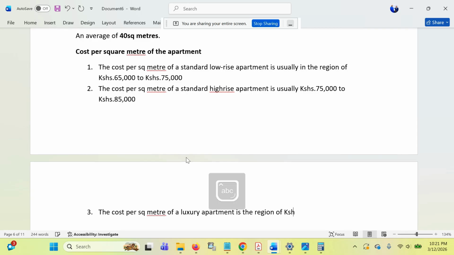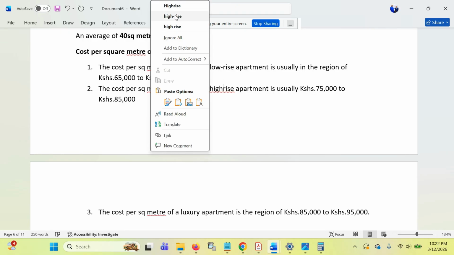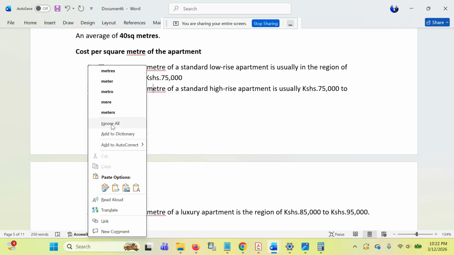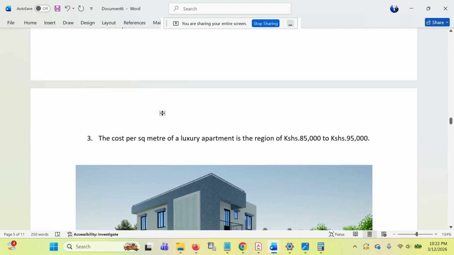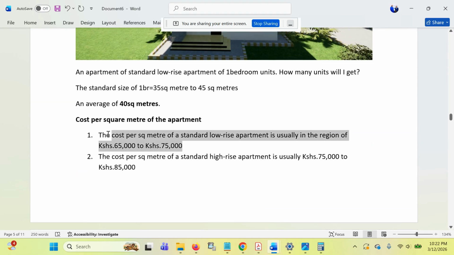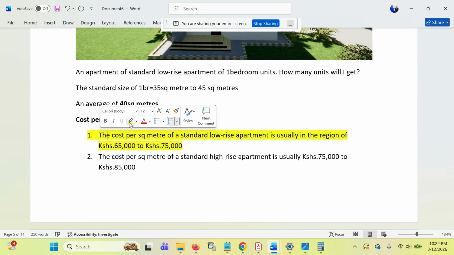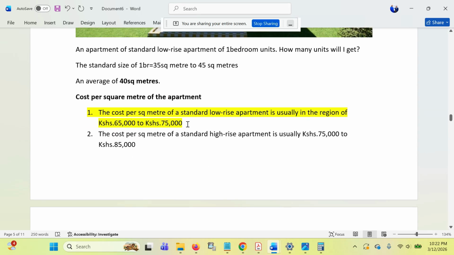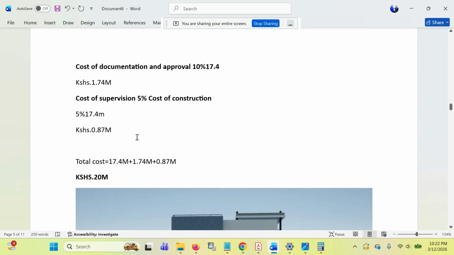And lastly, the cost per square meter of a luxury apartment is in the region of Kenya shillings 85,000 to 95,000. Now, it's important to have that.